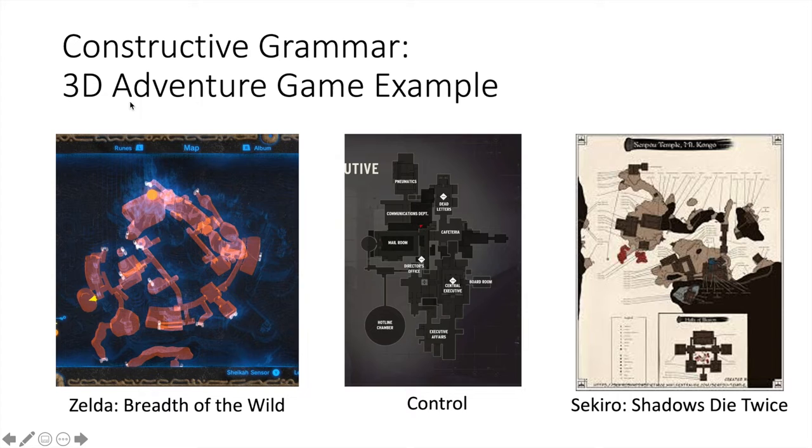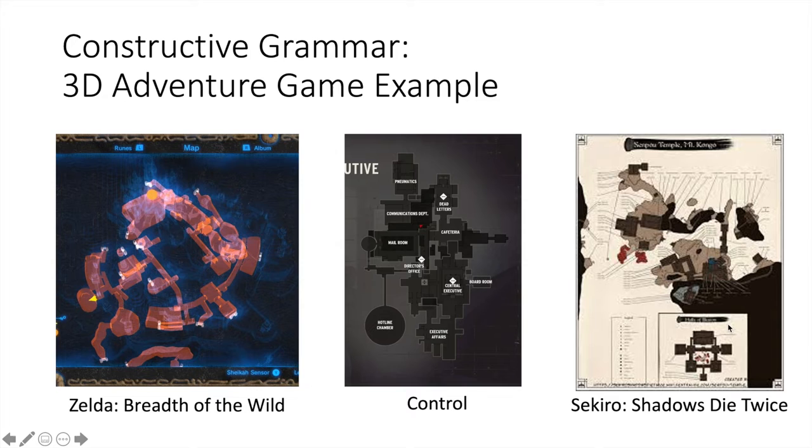So these would be maps for these games, or levels for these games. You can think of them as like the dungeons in a Zelda game, or more recently, the building in Control, the FPS shooter from last year, or the sprawling world map of Sekiro: Shadows Die Twice. Looking at these though, all of these are actually 3D, but we can think of them as a series of 2D shapes that are connected to one another, right?